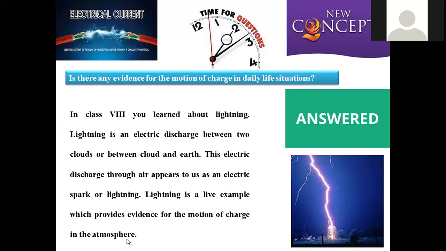How the motion of charge is possible, that is the live example: lightning is observed when rainfall is possible. This is the simplest example, and I would like to add one more example to this one.